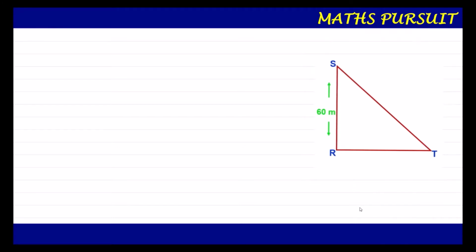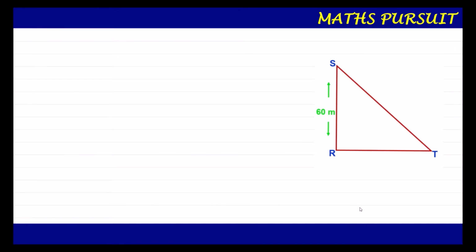Okay. Now let us focus on the question. A kite is flying at a height of 60 meters above the ground. So that means if I consider R and S, let's say the kite is flying at the point S. So the height from the ground, from R to S, the distance is 60 meters as per the given question. The string attached to the kite is temporarily tied to a point on the ground. So if the kite is flying at S, then the string attached is tied to a point on the ground.